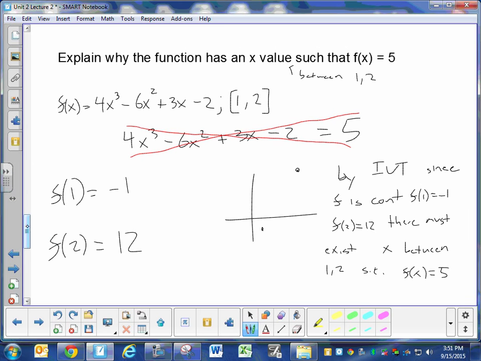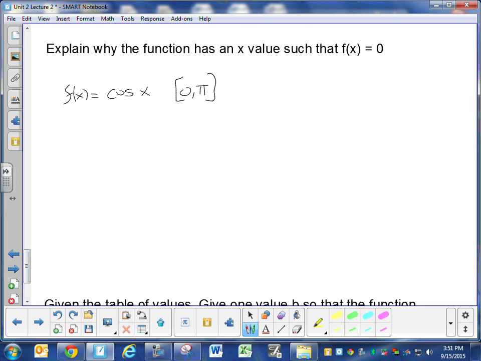All right, let's finish up the other examples. So here's another intermediate value theorem problem. Explain why the function has an x value such that f of x equals 0 in the interval.